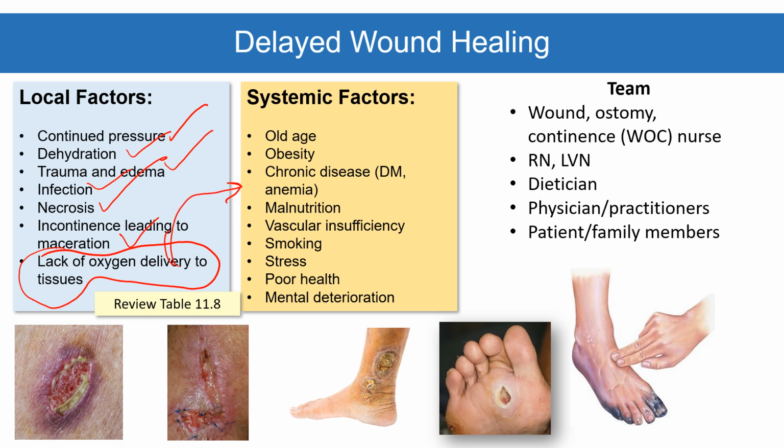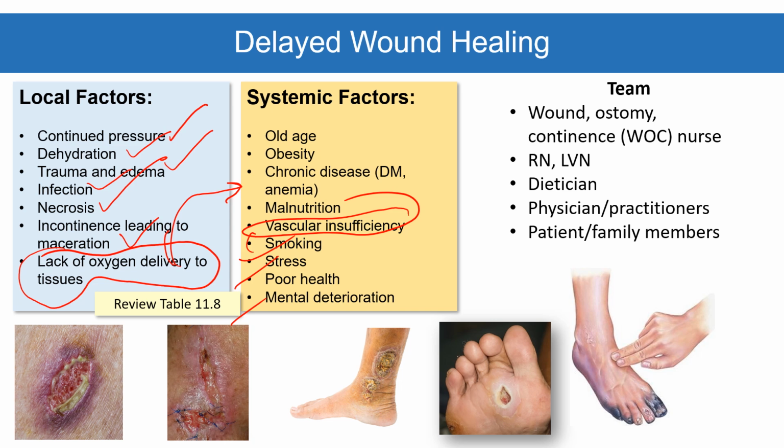Okay, systemic factors: older age, obesity, chronic diseases such as diabetes, anemia, malnutrition, anything, again, that compromises the delivery of oxygen, vascular insufficiency, smoking, stress, poor health, mental deterioration. Okay, so review table 11.8 for more details.